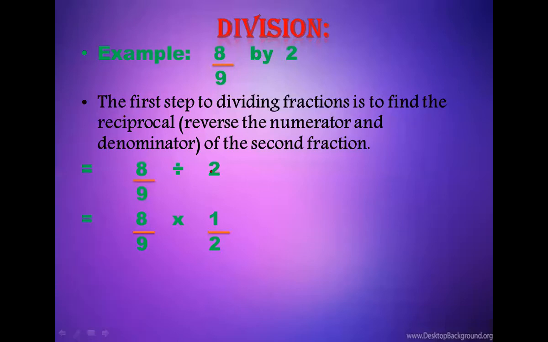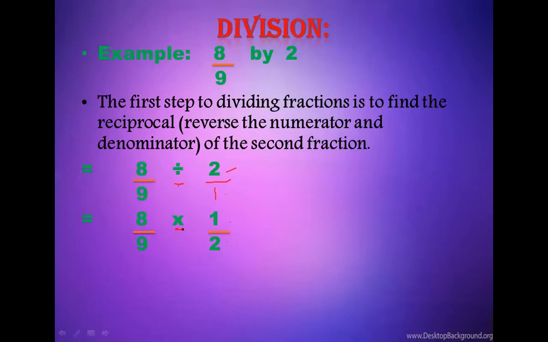Here you have nothing, so we will assume we have 1. You will make your numerator your denominator, and your denominator will become your numerator. After the reciprocal, you will convert your sign of division into the sign of multiplication.